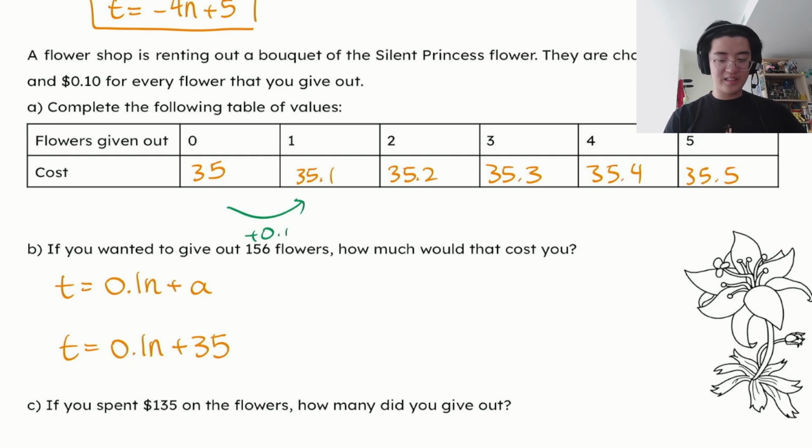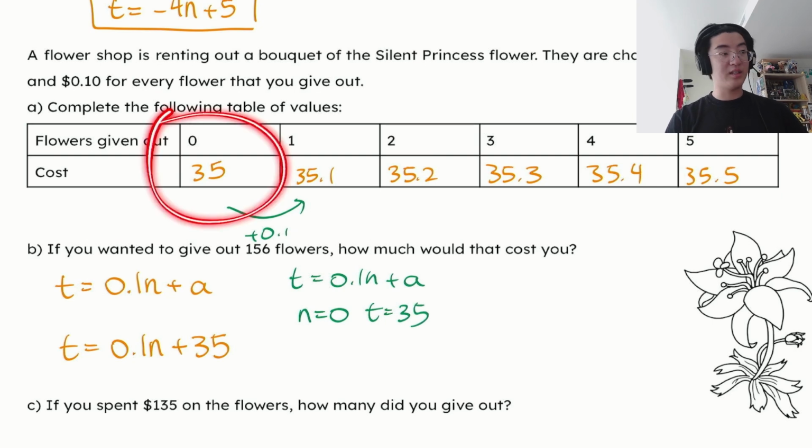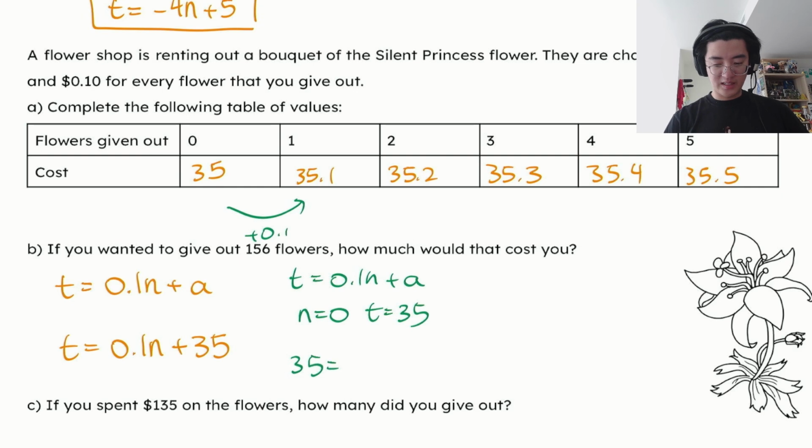So we can actually plug the numbers in just to find the same answer anyways. Let's take, for example, this case. The n is the number of flowers that we give out, which is 0, and if n is 0, then t is 35. We're just taking this first set of numbers here. As we can see when we plug it in, 35 equals 0.1 times 0 plus a. A is still 35.